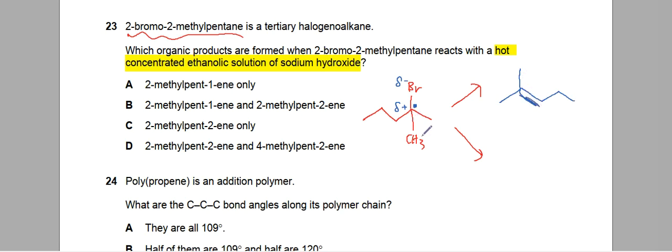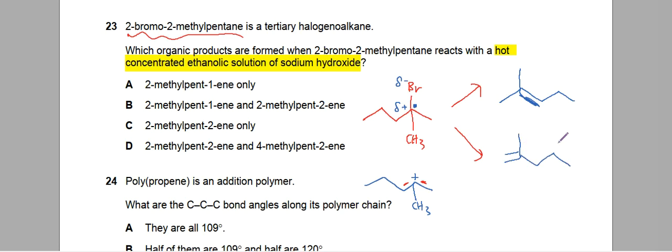Basically it will form the intermediate, which looks like this. The bromine will leave, so you have this carbocation here. So you have two possibilities: the double bond can form here, or here. That's why you have two possible products. So this is the second one.